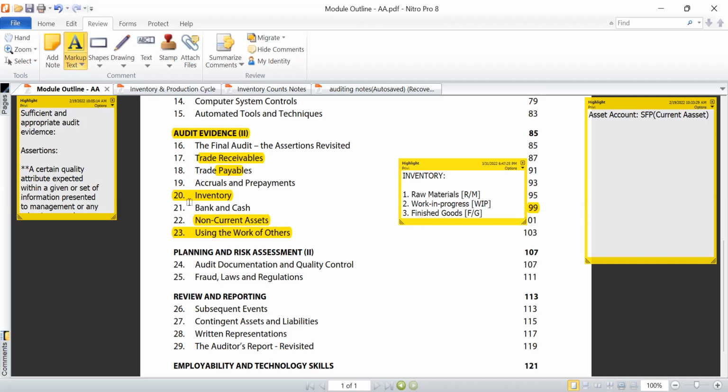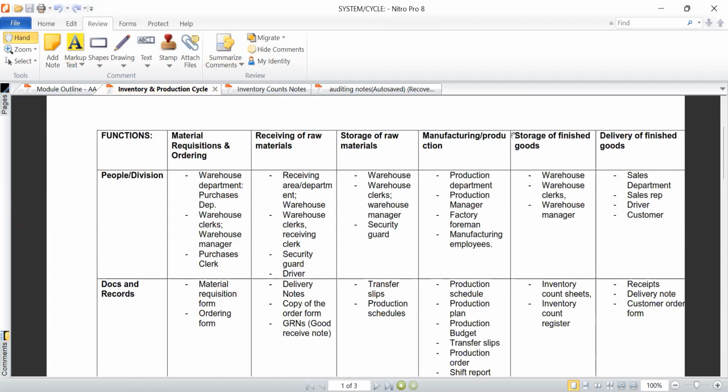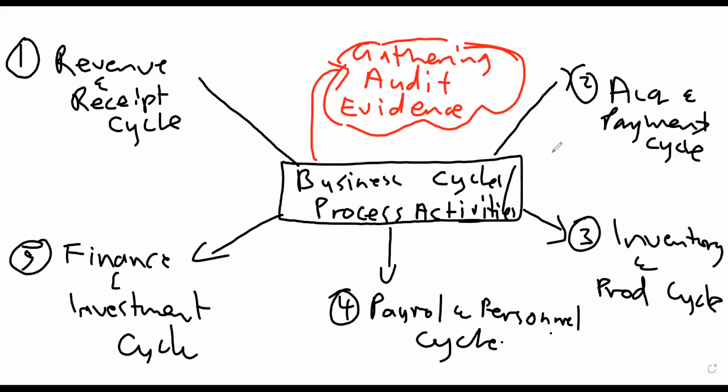But for today, we are focusing on inventory. So let's have a look at the inventory and production cycle. Maybe before we continue to go into that, I just need to outline a few important things. So this is what we are looking at, right? Inventory and production cycle. Let's start off by looking at what it is that I need to understand or know from here.